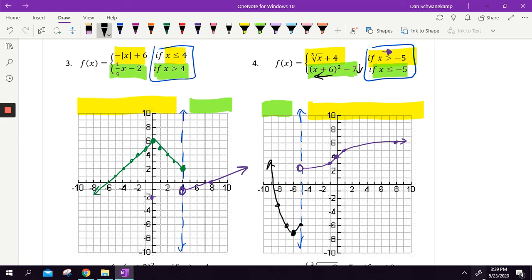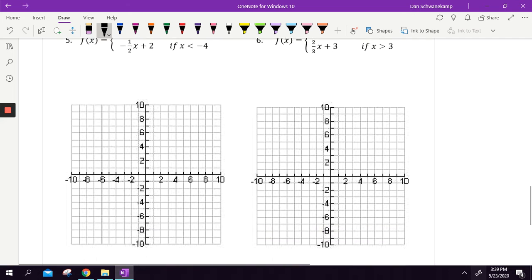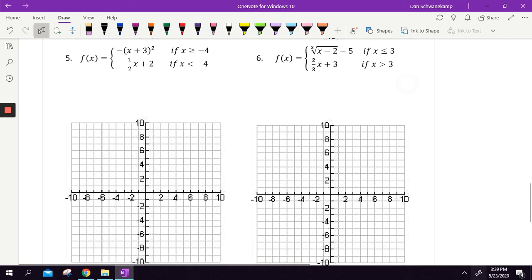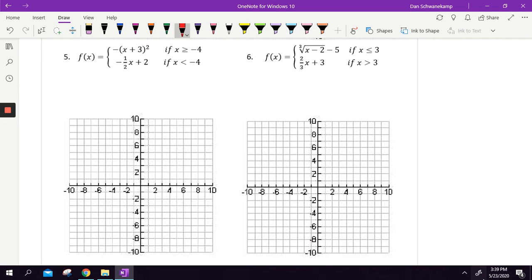On this side, it's going to stop right there, and it is going to be a closed circle because it's underlined. They're a little bit weird. They're kind of just two different graphs at once. That's all we're doing. I'm going to go faster here.